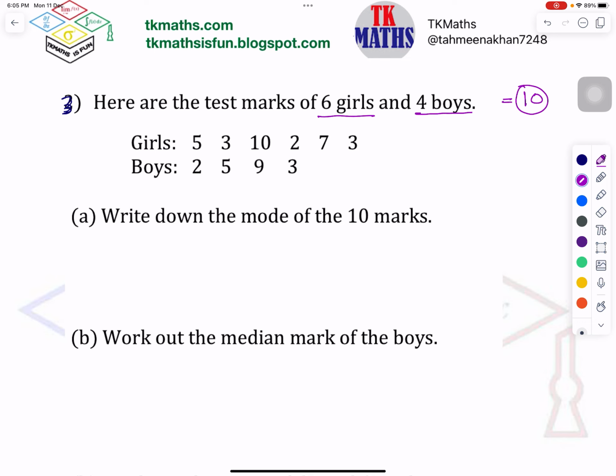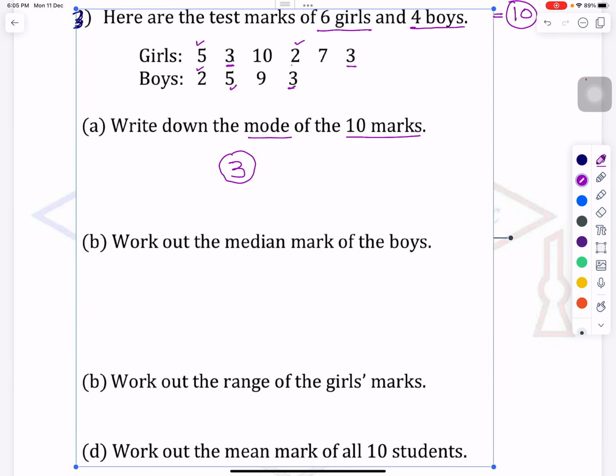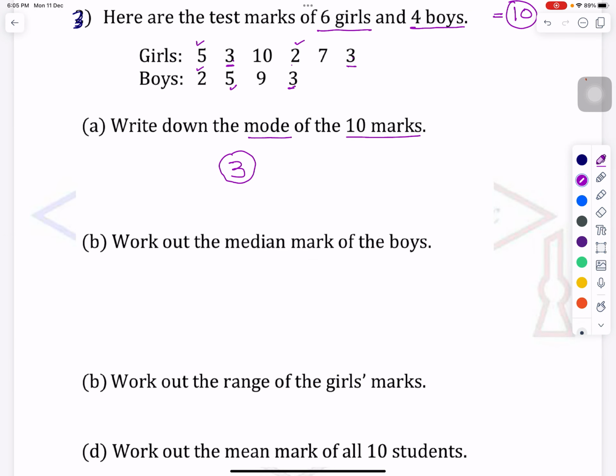First question is write down the mode of the 10 marks. What is the meaning of mode? Mode means most occurring, the mark which is obtained by most of the students. So which mark do you see that most of the students have obtained? If I see, mark 3 was obtained by 3 students, right? 1, 2, 3. And mark 2 was obtained by 2 students. 5 is also obtained by 2 students. So the most occurring number is 3. So mode is 3.